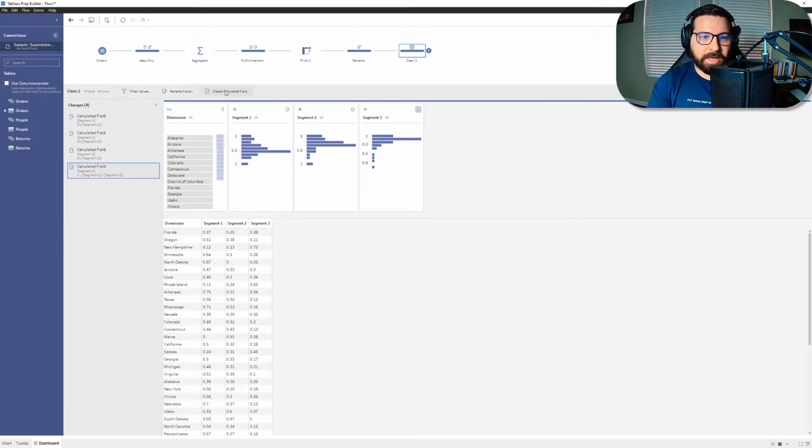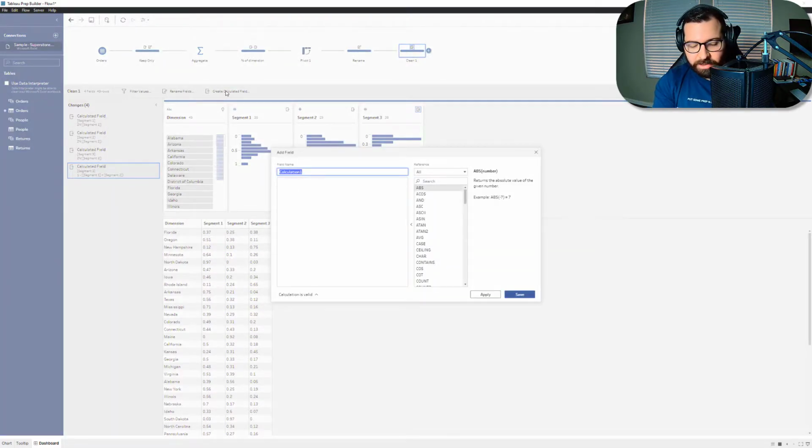Now I can create my X and Y calculations. So for Y, we're going to do 0.5, multiply that by parentheses 2 times segment 2 plus segment 3. And then we're going to divide this by segment 1 plus segment 2 plus segment 3.